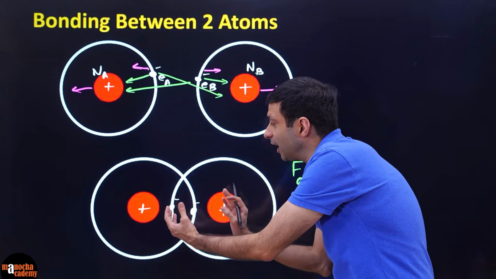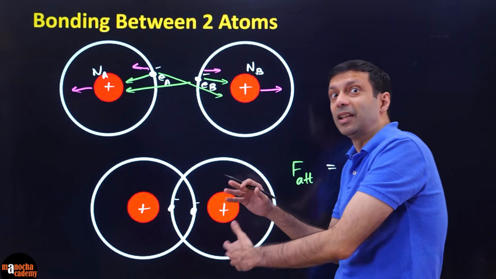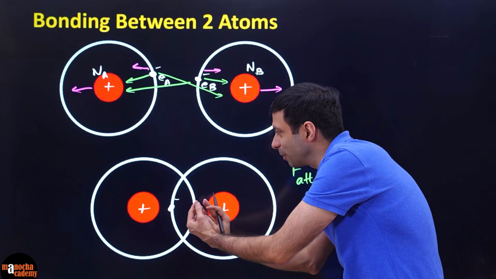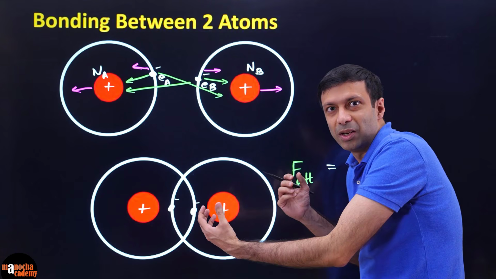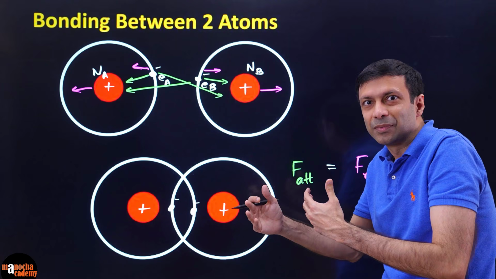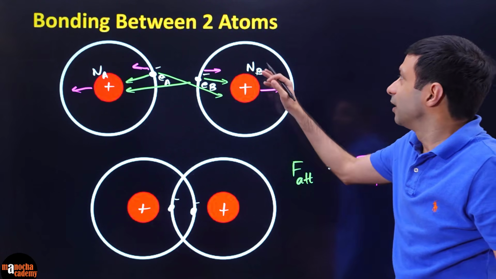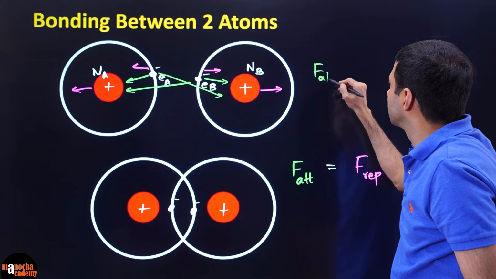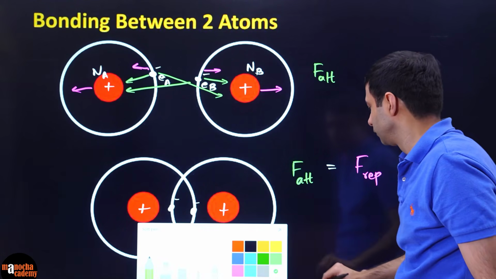Now, if you keep moving the atoms closer to each other, what will happen? Then the attraction will become more. Sorry, the repulsion will become more, right? Because when they keep coming close to each other, the nuclei will repel each other more. These electron pairs will start repelling each other more. Okay, so this is important here. In this case, when they are far away, the force of attraction is greater.